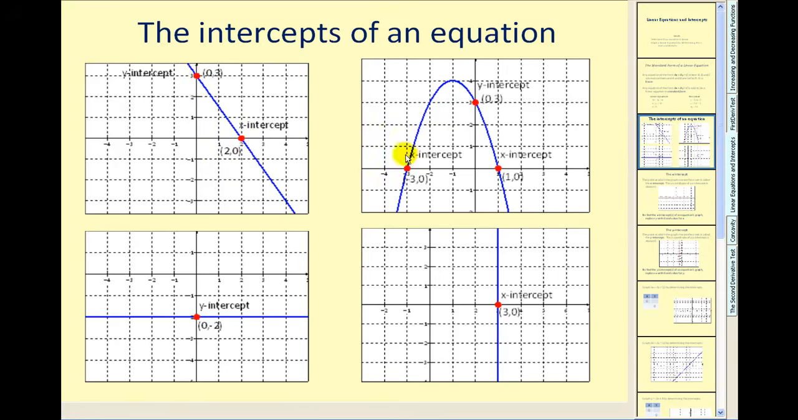It is possible to have more than one x-intercept or even more than one y-intercept based upon the equation. And here are a couple examples where sometimes you may not have an x-intercept. For example, the constant function, in this case y equals -2, of course crosses the y-axis but not the x-axis. And if we consider a vertical line, x equals 3, this has an x-intercept but no y-intercept.